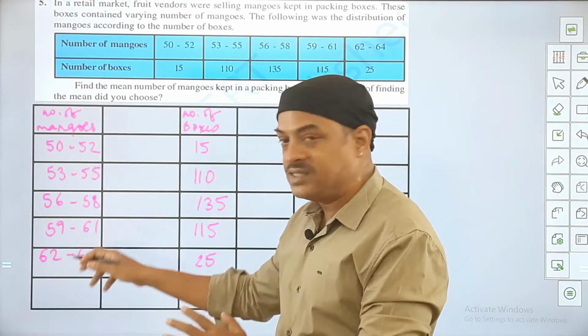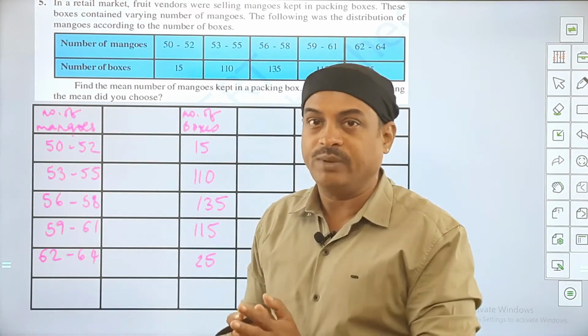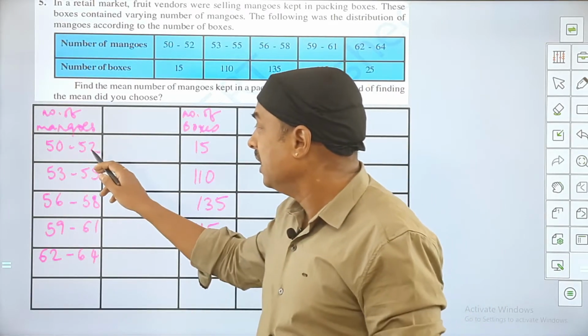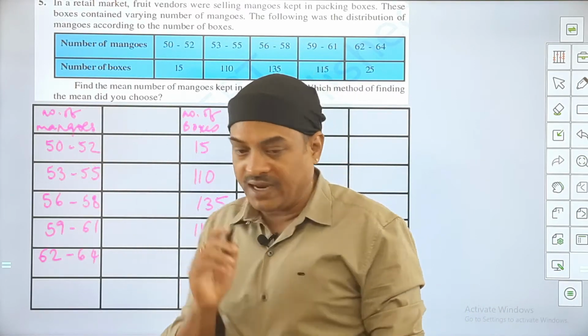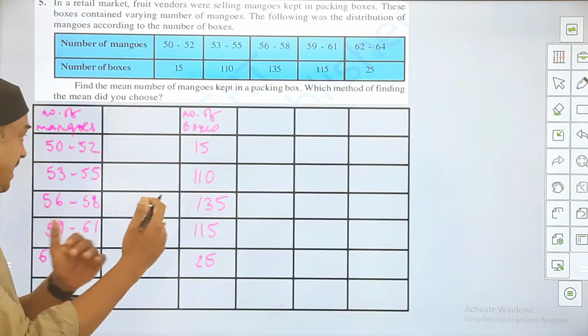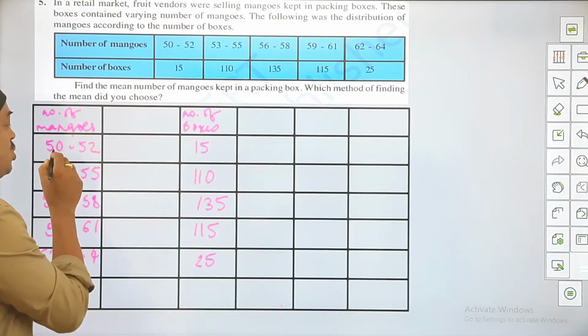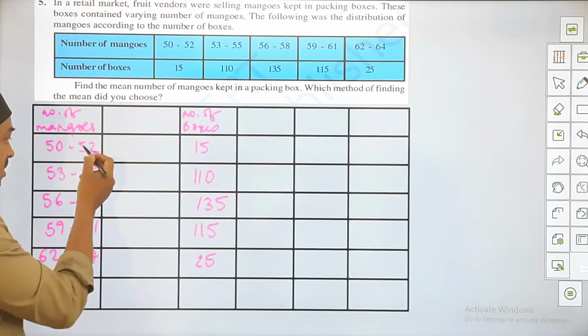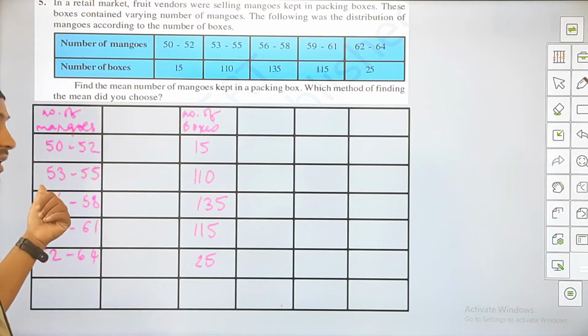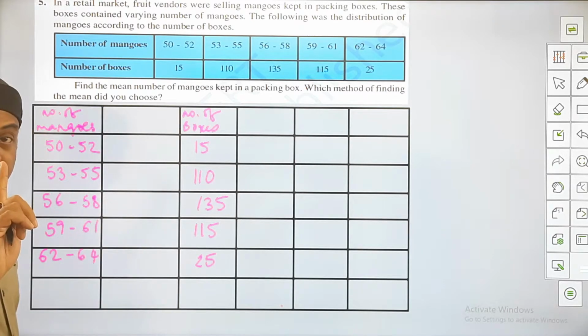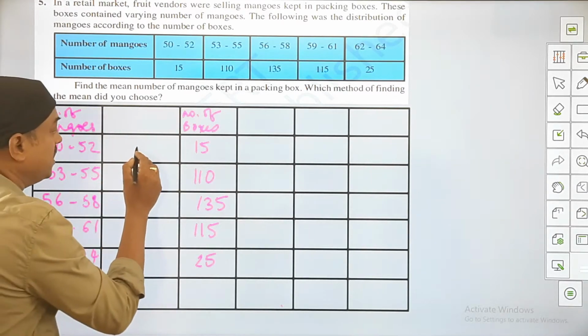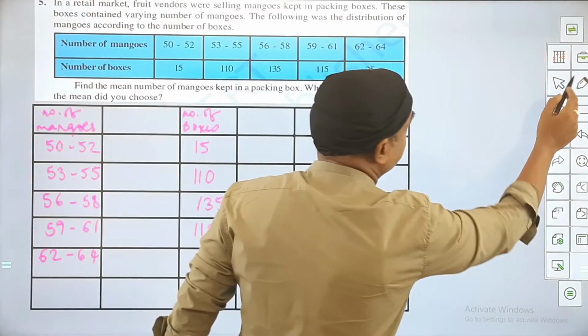You can do two things here. One, you can continue with the same table. That's absolutely fine, because the number of mangoes cannot be a fractional value. The other is to make it continuous. What do I need to do? The gap between 52 and 53 is how much? It is 1.